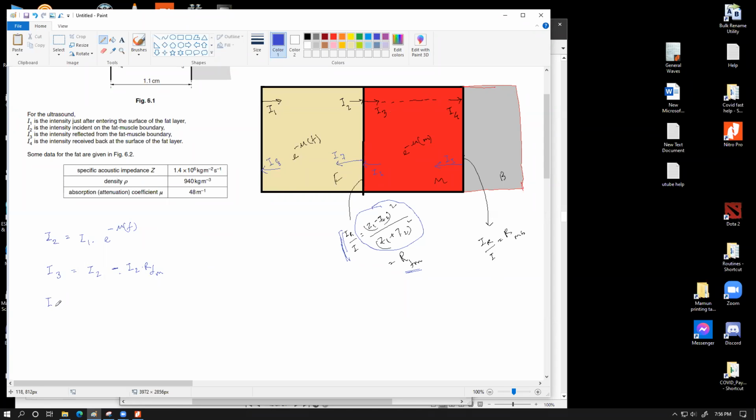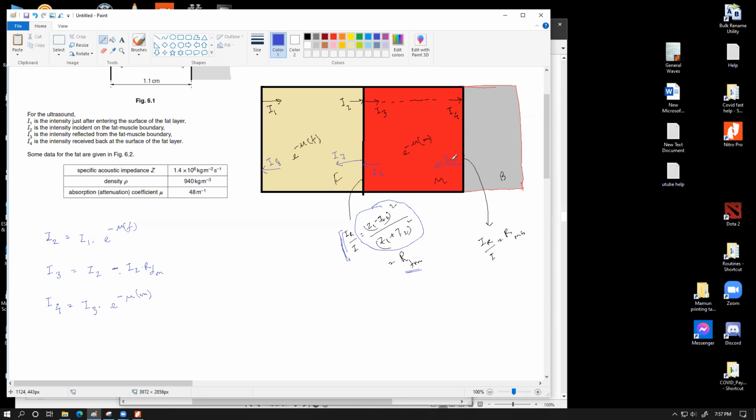Now I can write I4 in terms of I3, as we know how much I3 is. I3 is incoming, so you already have the value of I3. The next thing you have to define is I4. I4 would be I3 multiplied by e to the power minus mu times the muscle boundary thickness. This is the intensity that falls over here. Now have a look over here. For this figure, I did not label how much part is actually transmitting into the bone.